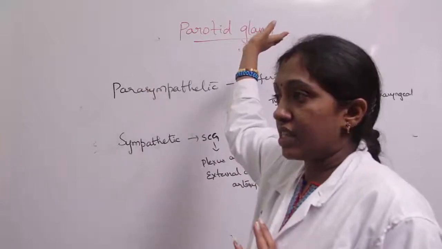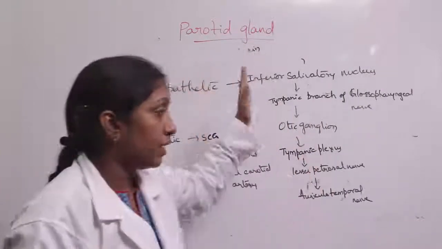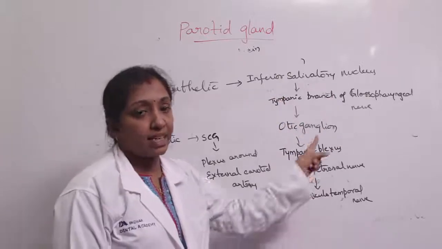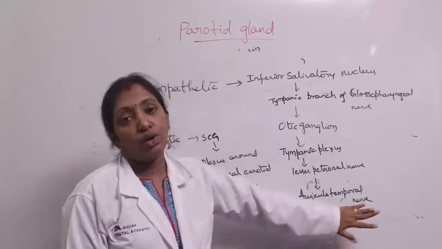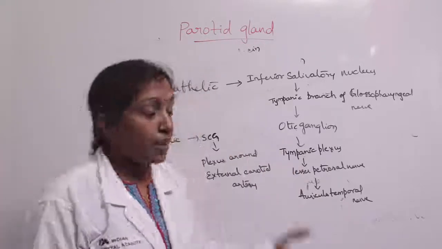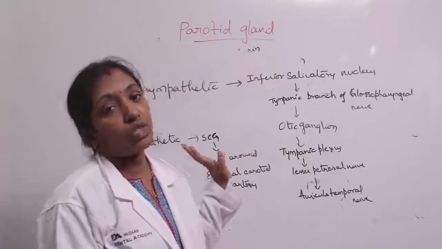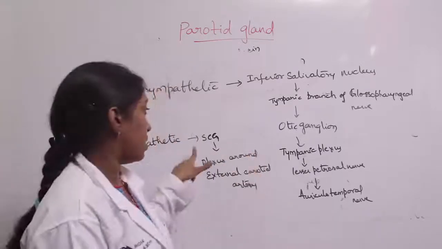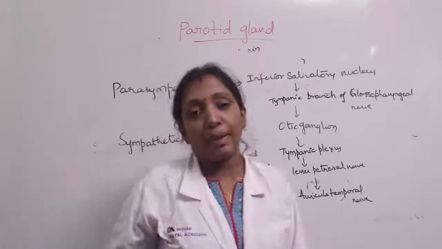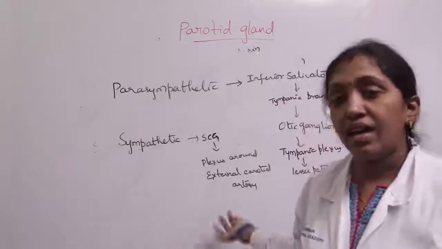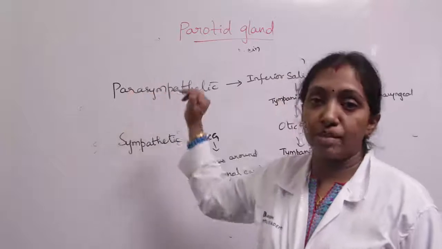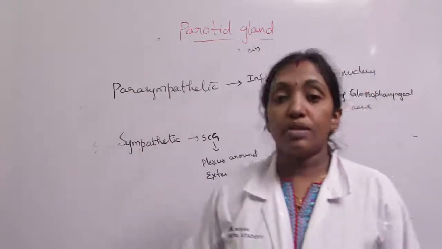So that's about the innervation of the parotid gland, sympathetic and parasympathetic. Parasympathetic: preganglionic fibers from the inferior salivatory nucleus, then the tympanic branch of the glossopharyngeal nerve, relay in the otic ganglion, then the tympanic plexus and lesser petrosal nerve, and the postganglionic fibers reach the gland through the auriculotemporal nerve. Sympathetic: the preganglionic fibers relay in the SCG, and the postganglionic fibers reach by forming plexuses around the external carotid artery. Parasympathetic stimulation causes watery secretion, and sympathetic stimulation causes mucus rich secretions.